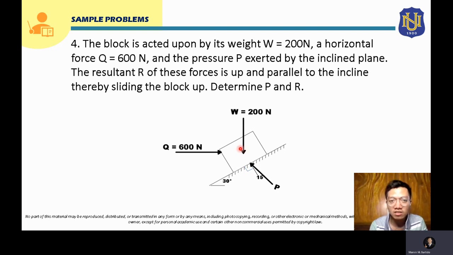So the resultant here is also mentioned. The resultant for this concurrent force system is upward and parallel to the incline. Meaning to say, your resultant will be drawn this way. It will be parallel to the incline, meaning your resultant is also inclined 30 degrees from the horizontal, and it is upward to that incline. So let's solve this.